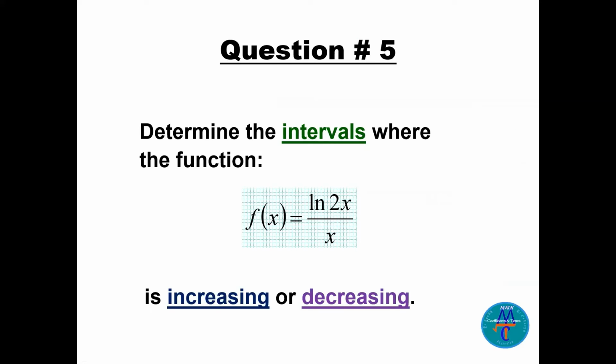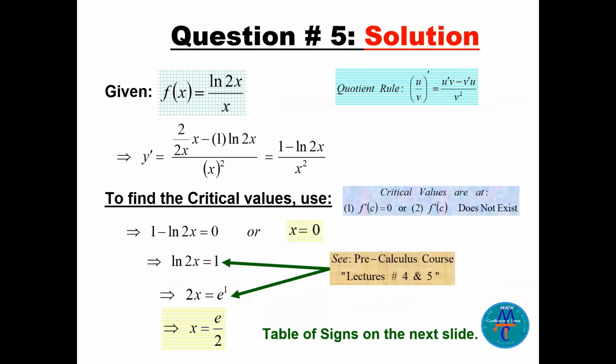Let's see another one here. Question number 5. Determine the intervals where this function f of x, ln of 2x divided by x, is increasing or decreasing. You can try it if you like. Let's find the derivative here. We have to use the quotient rule. Remember, u prime v minus v prime u divided by v squared.